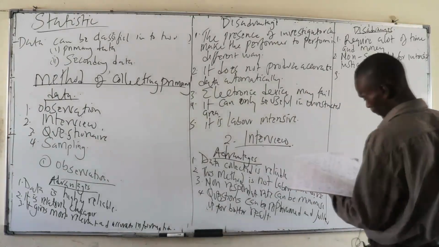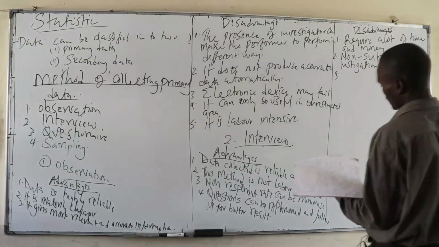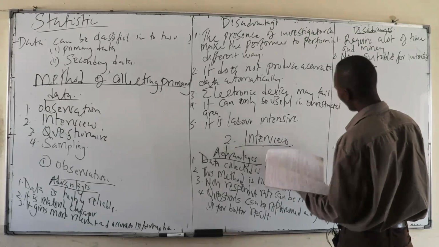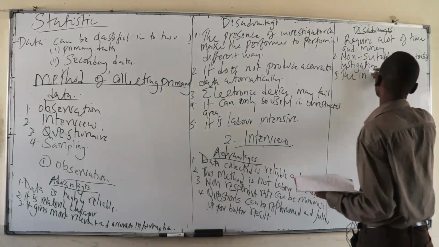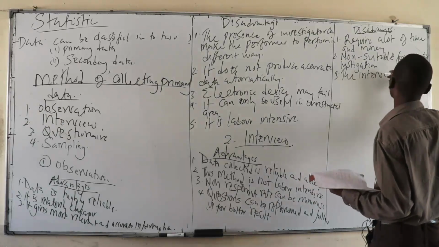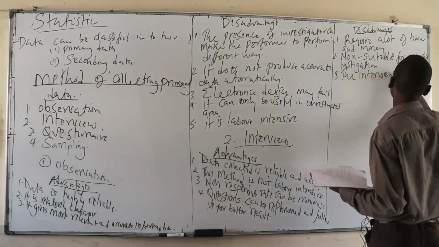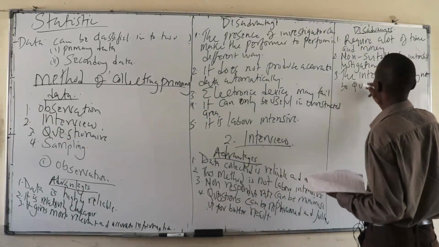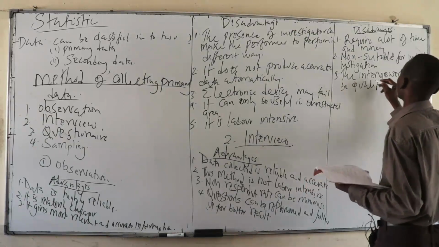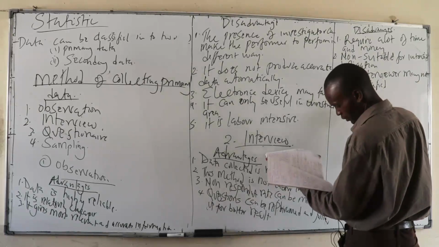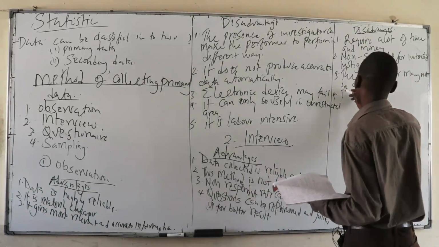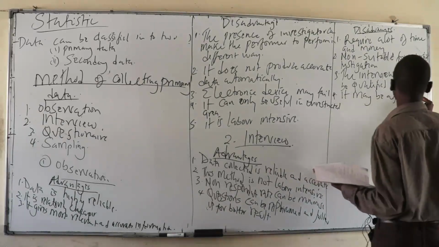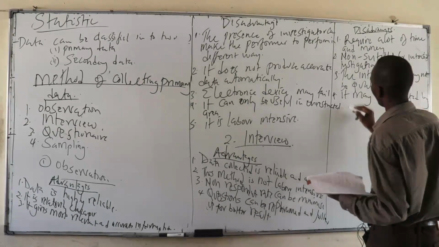Number 3, information can be limited or not. The interviewer may not be qualified. Then number 4, the last one, it may be affected by biasness.